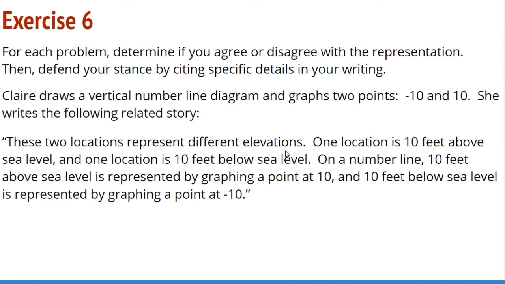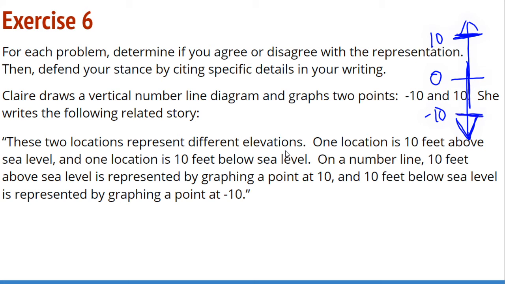All right, looking at exercise 6. Claire draws a vertical number line. We've got 2 points, -10 and 10. Okay, and we've got the following story. These 2 locations represent different elevations. One location is 10 feet above sea level. Okay, that would be this one, 10 feet above sea level. And one is 10 feet below sea level. Okay, that's 10 feet below sea level.